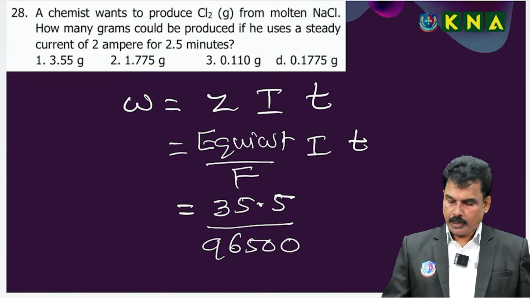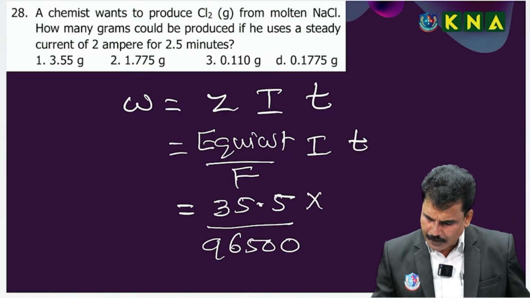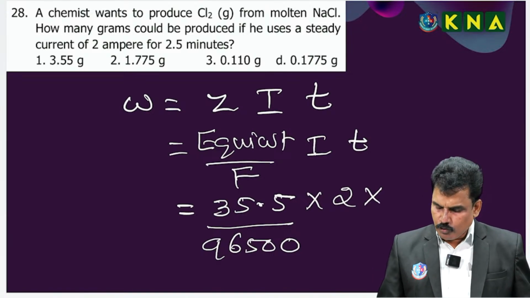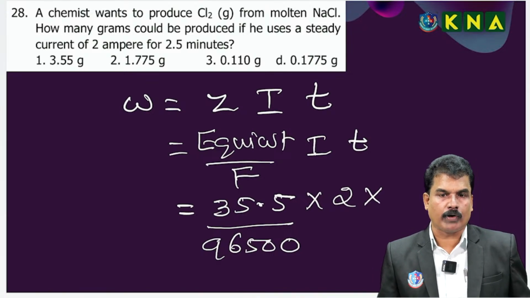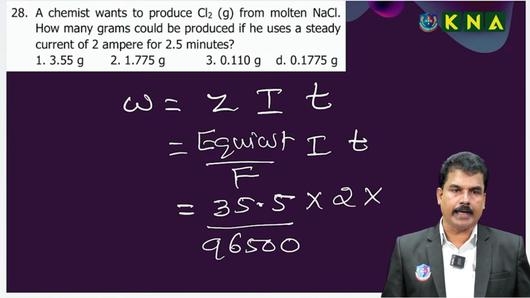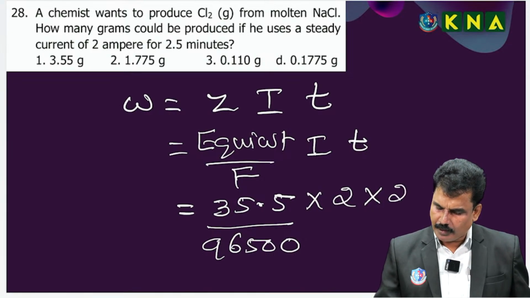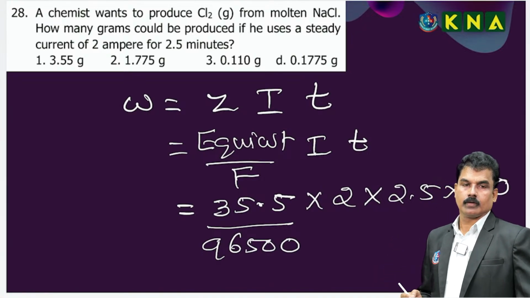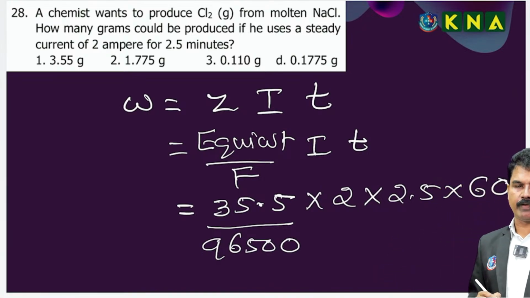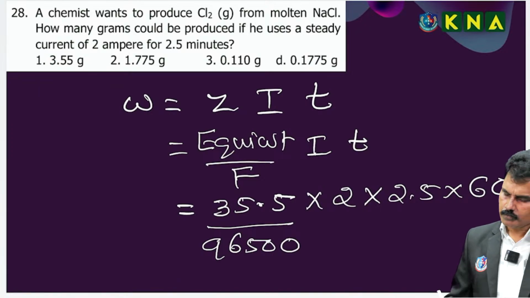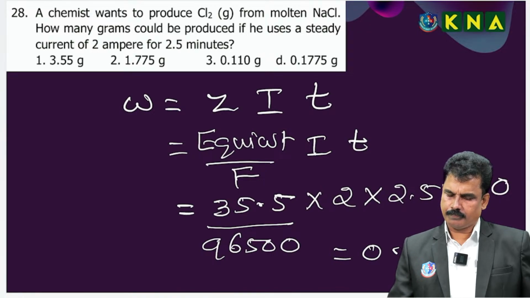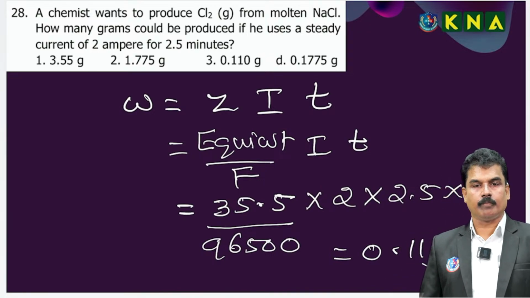35.5 is the equivalent weight of chlorine, by Faraday 96,500 coulomb, into ampere. How many ampere current? 2 ampere current. Time, when you are substituting 96,500 coulomb, time must be in seconds. 2.5 minutes, 2.5 into 60. So you are getting the weight. When you are calculating this, you are getting the answer 0.11 gram. So the third option will be the correct option.